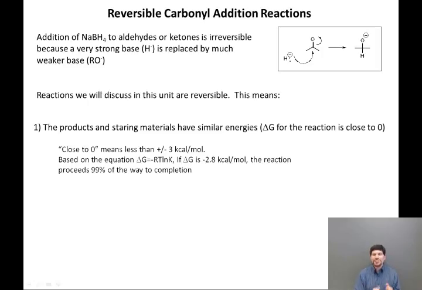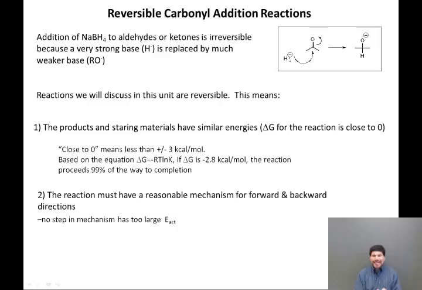Based on the equation delta G equals minus RT ln K, which is a standard equation of general chemistry, you can calculate, plugging in R and T, that if delta G is negative 2.8 kilocalories per mole, the reaction proceeds 99% of the way to completion. Secondly, for a reaction to be reversible, the reaction must have a reasonable mechanism for both the forward and backward directions. In other words, no step in the mechanism has too large of an activation energy.